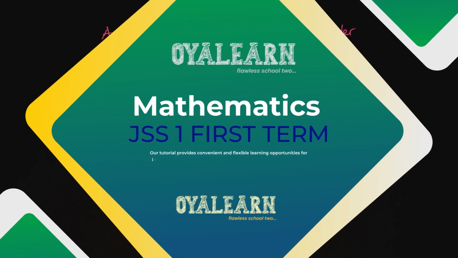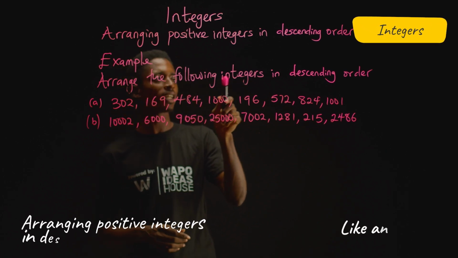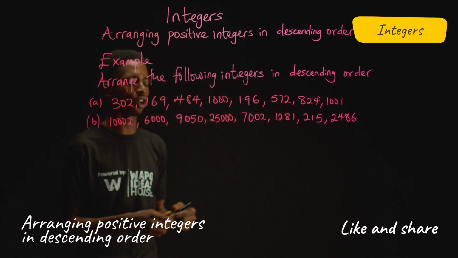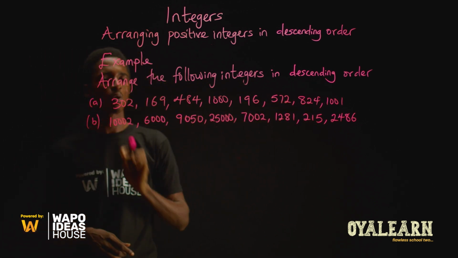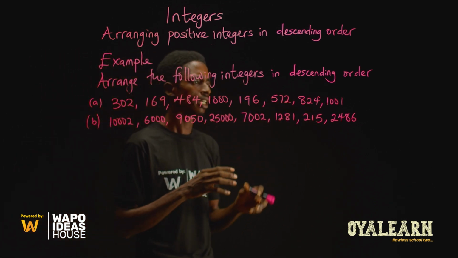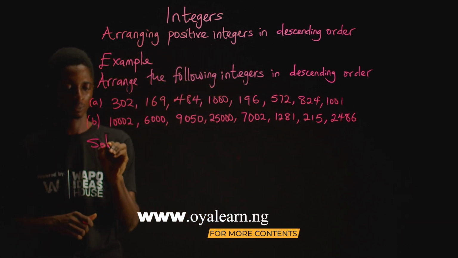Arranging positive integers in descending order. Arrange the following integers in descending order. We have these numbers for A to arrange from the largest to the smallest. Let's do that. Solution.